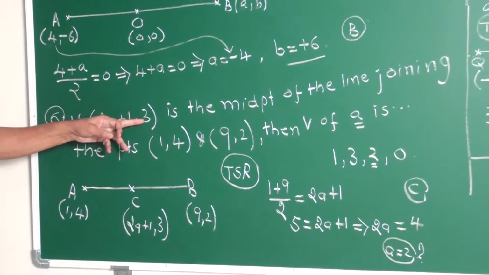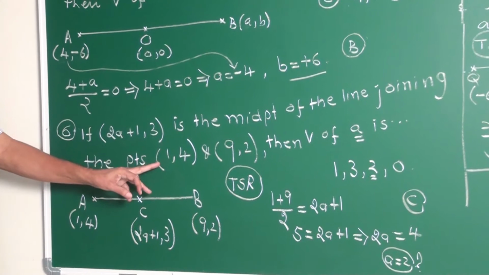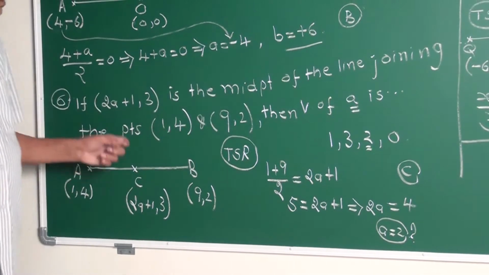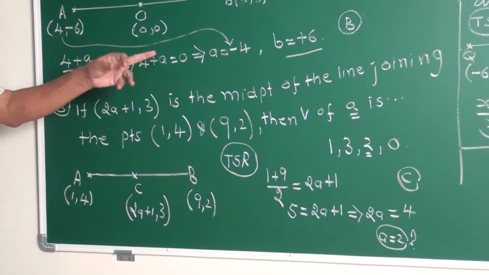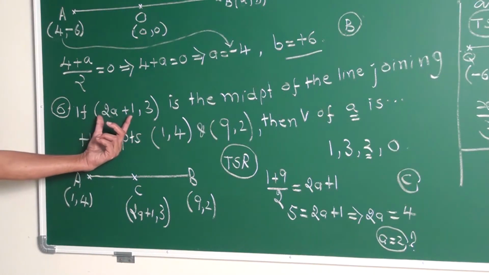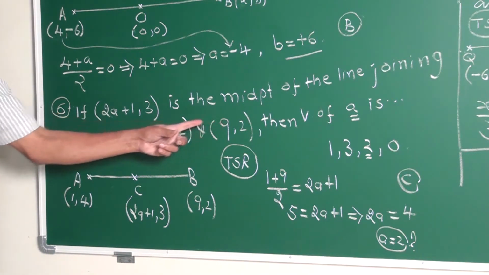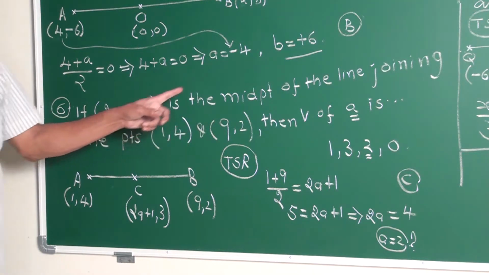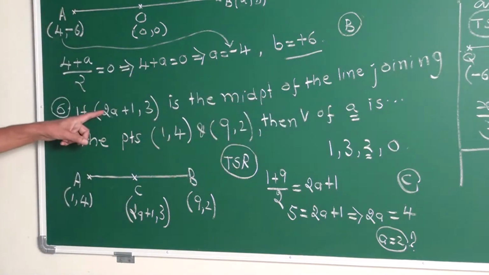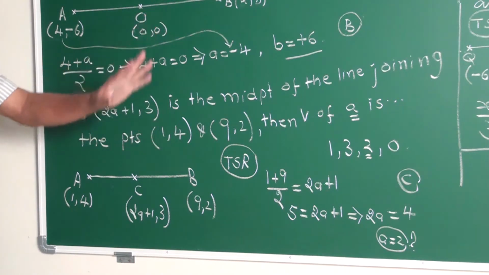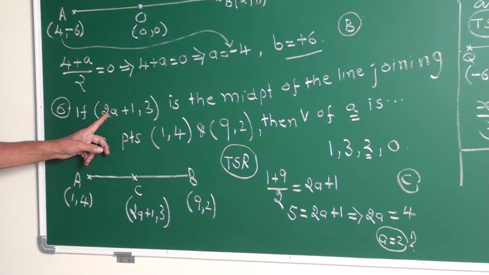If (2a plus 1, 3) is the midpoint of the line joining the points (1, 4) and (9, 2), then the value of a is what? Here a is the unknown. Same thing, if you want reference, otherwise direct. Now this is the midpoint. 2a plus 1 equal to add x coordinates divided by 2. No need of writing y coordinates. Why, my friend? You wanted a. Where is a? A is in the x coordinate. B is free from unknown, so don't take it.